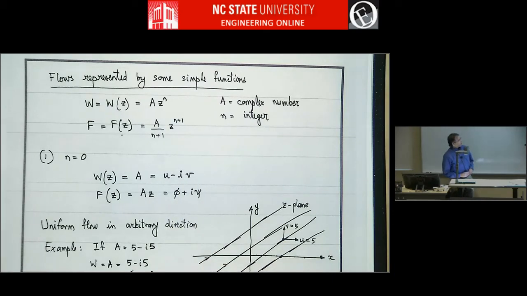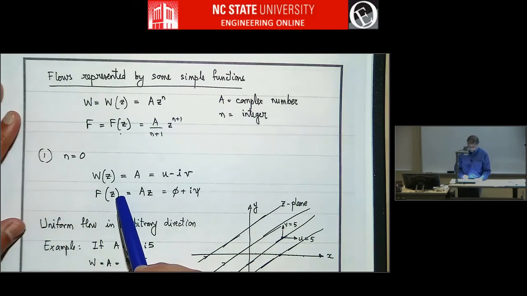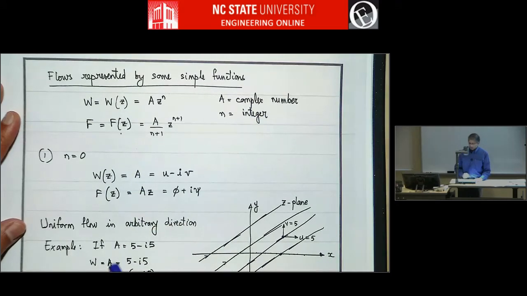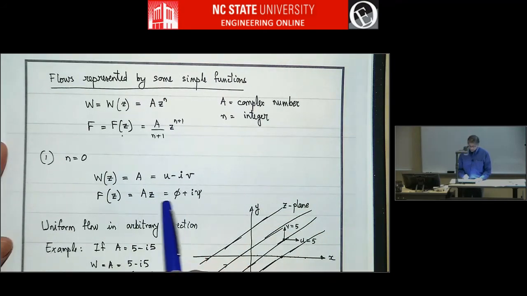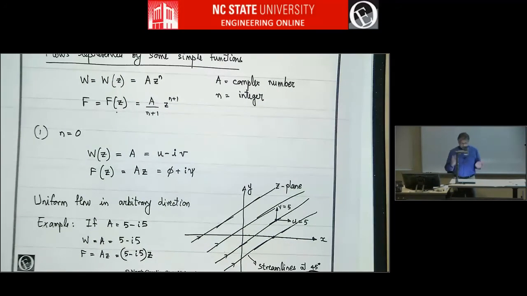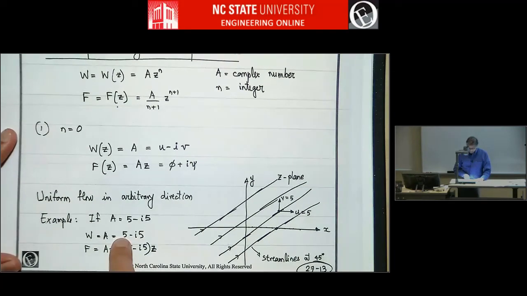And the complex potential is a times z, so the derivative of a times z is a. df dz is a. So it makes sense. So complex potential is phi plus i psi. So let's take an example to put this into some sort of graphical format. Let's take a as some complex number. We're going to say a is 5 minus i times 5. So that is the w, that's the complex velocity.